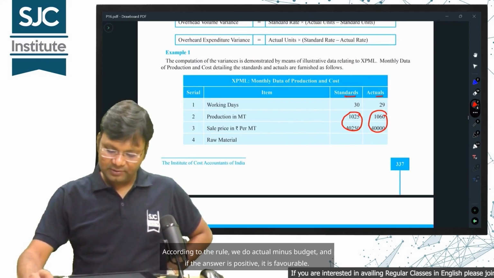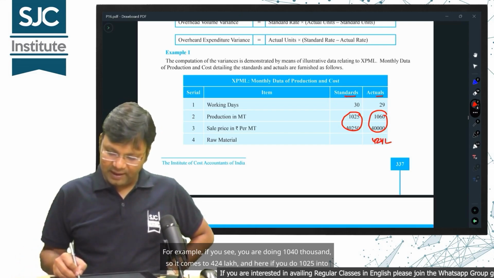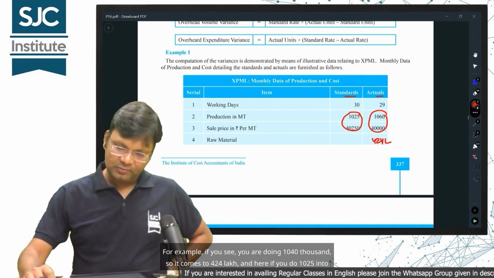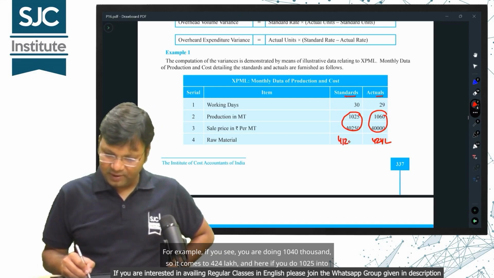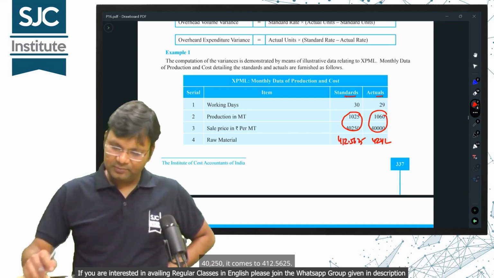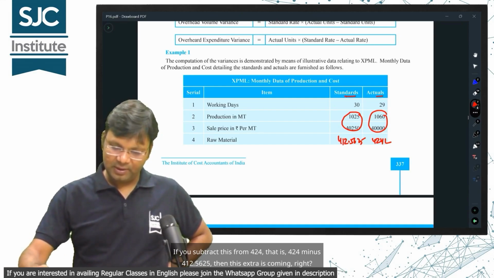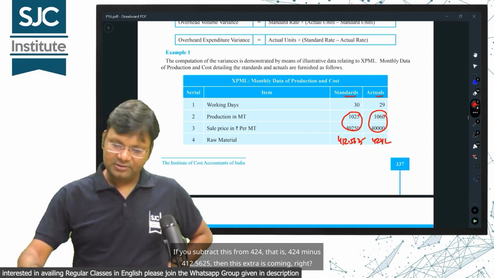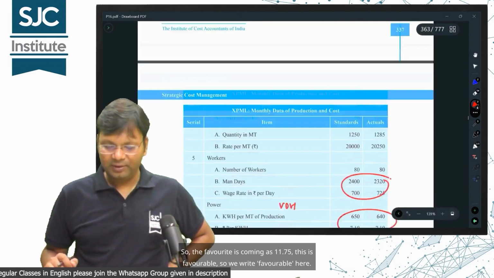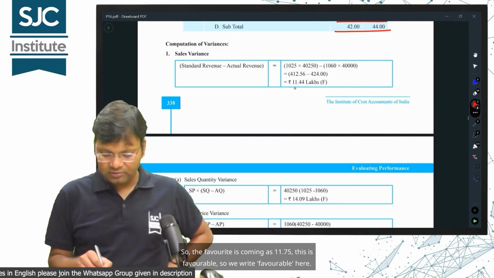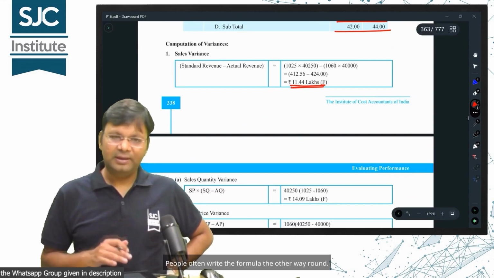For example, if you see you are doing 1060 into 40,000, so it comes to 424 lakh, and here if you do 1025 into 40,250, it comes to 412.5625. If you subtract this from 424, that is 424 minus 412.5625, then this extra is coming, right? So, the favorable is coming as 11.75. This is favorable, so we write favorable here. People often write the formula the other way round.